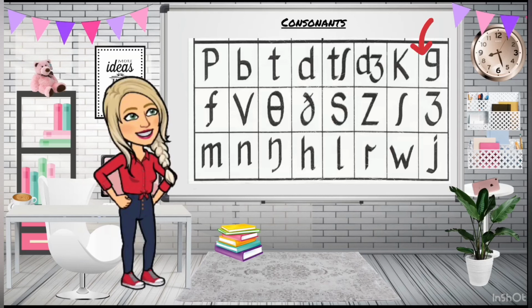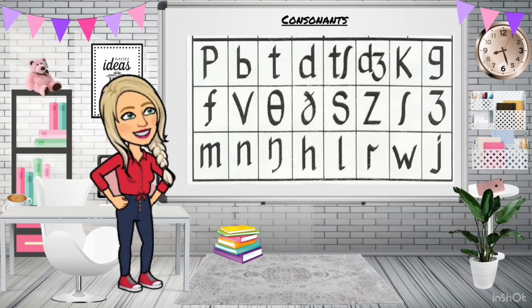You go to the second line. V, th, s, z, sh, j. You can see that the order of different consonants is related to the idea of vibration of the vocal cords.